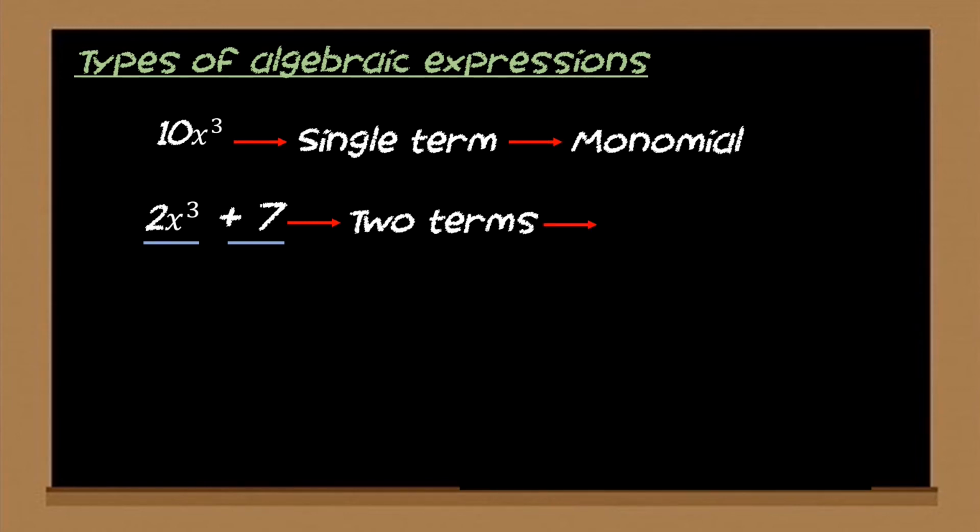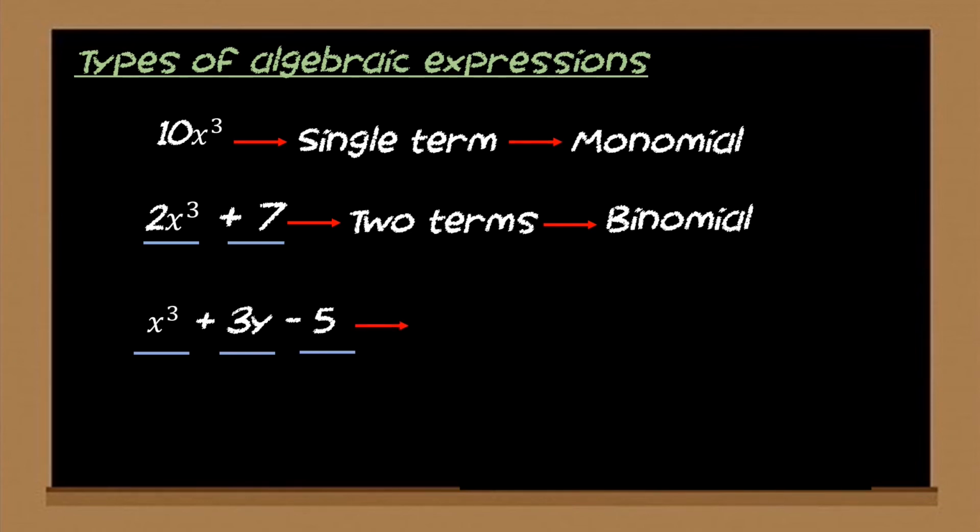Therefore, an expression formed by the operations addition or subtraction of two terms is called binomial. x cube plus 3y minus 5. It is an algebraic expression. Here, x cube is one term, 3y is one term, and 5 is another term. Altogether it has three terms. An expression formed by the addition or subtraction of three terms is called trinomial.